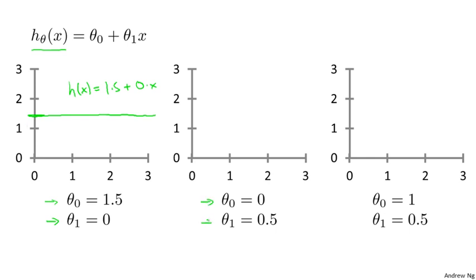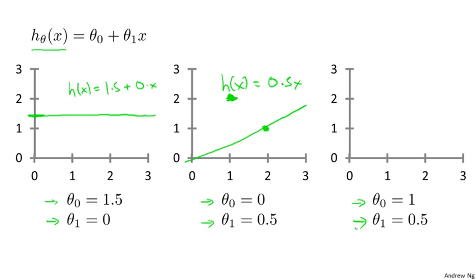If theta 0 equals 0 and theta 1 equals 0.5, then the hypothesis will look like this. And it should pass through the point (2, 1), since you now have h of x, really h subscript theta of x, but sometimes I'll just omit theta for brevity. So h of x will be equal to just 0.5 times x, which looks like that.